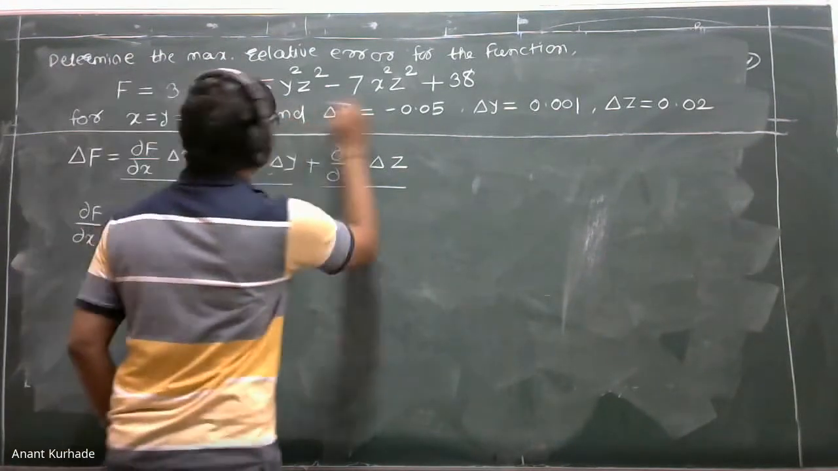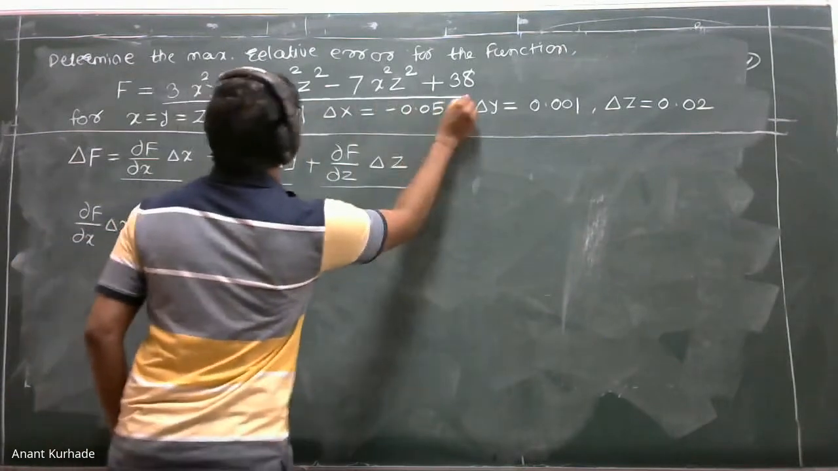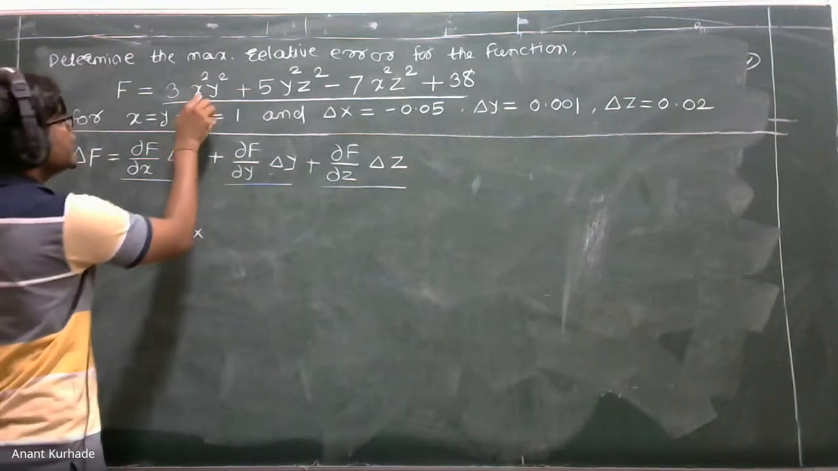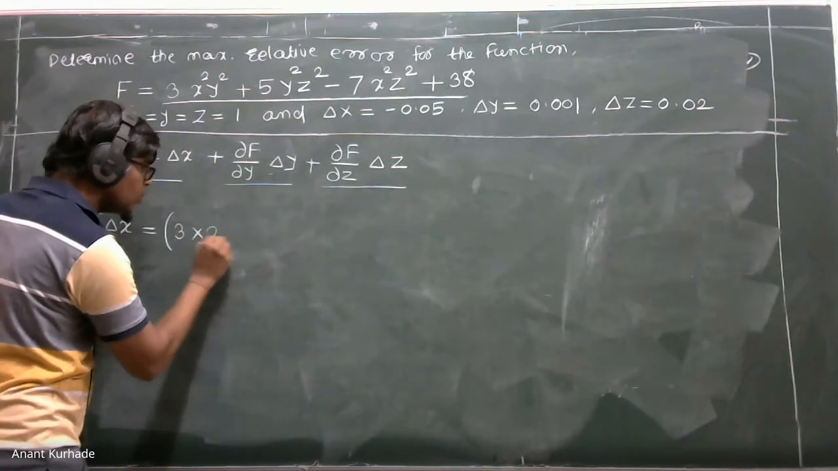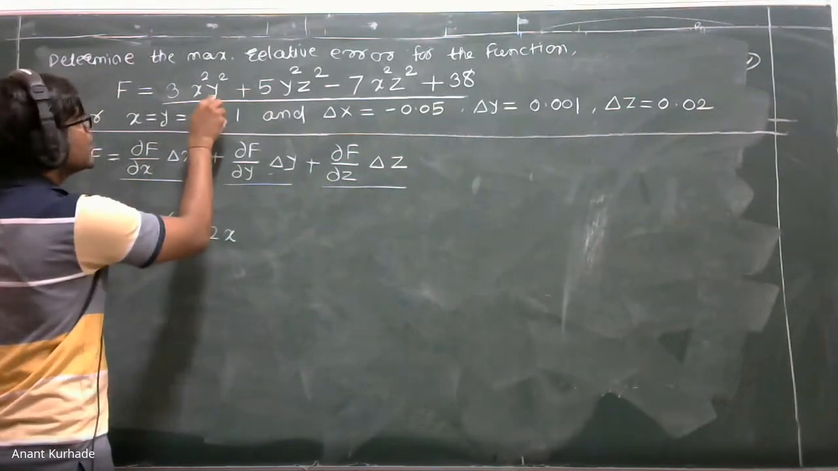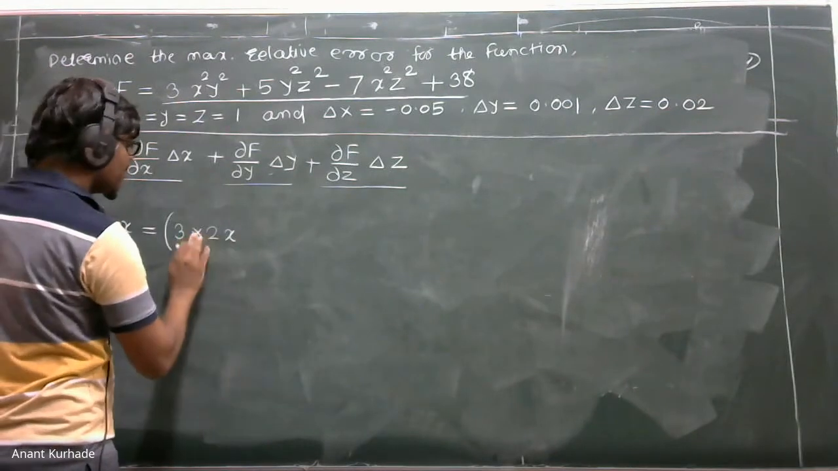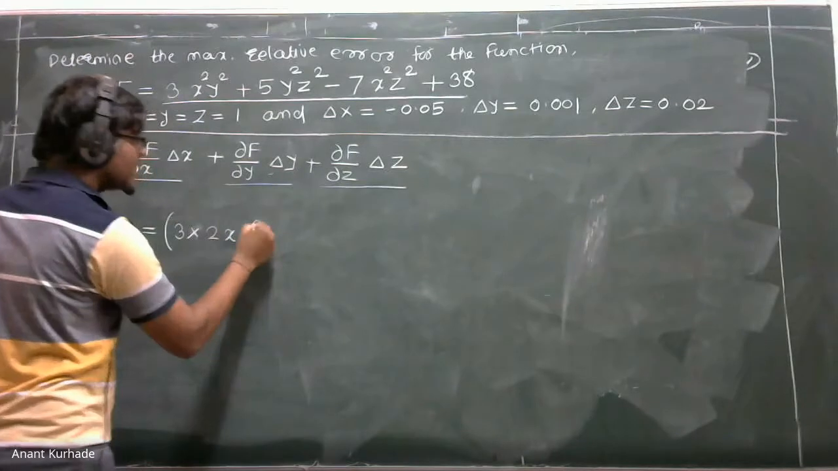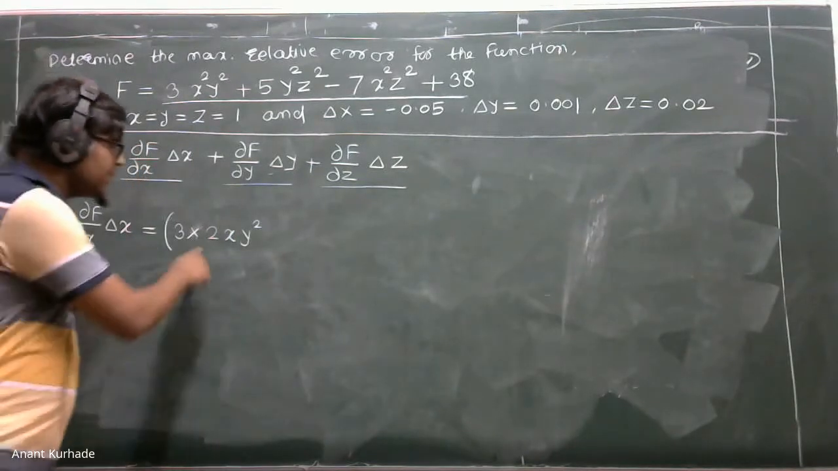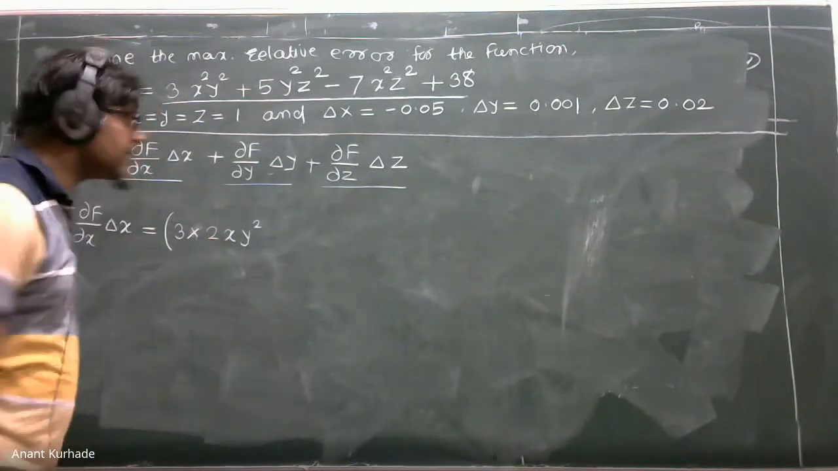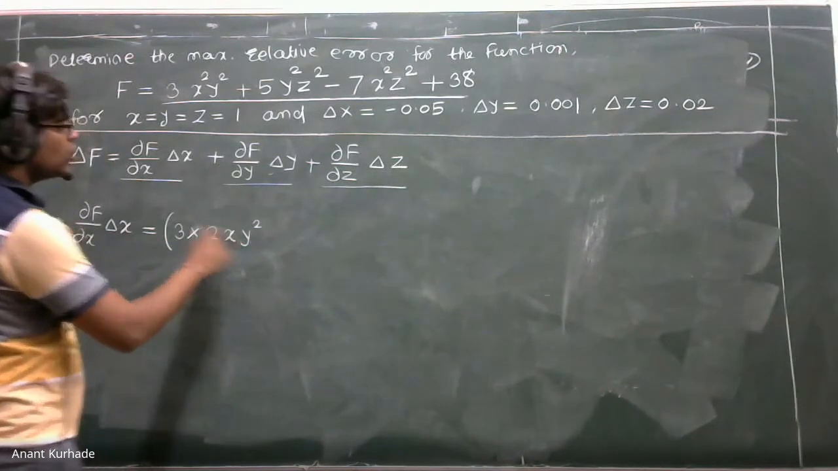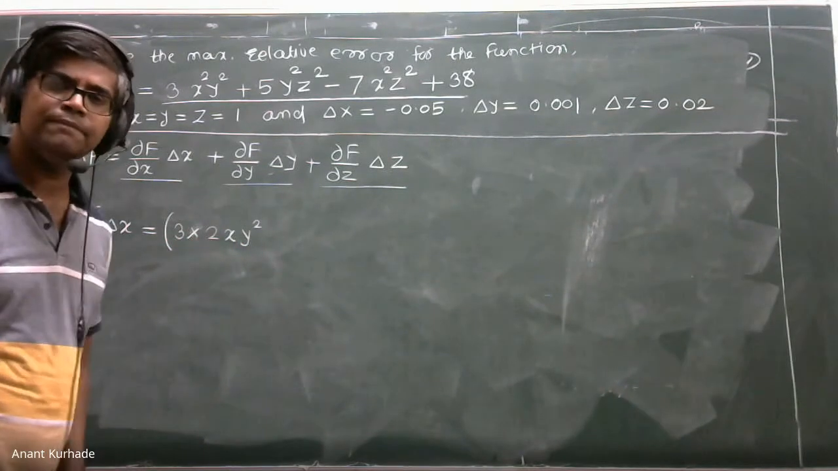Derivative of this equation. So 3 into the derivative of x square, which is 2x. Next, the derivative by keeping y square constant. So this is 3 into 2x into y square. Is this correct? Yes, sir.